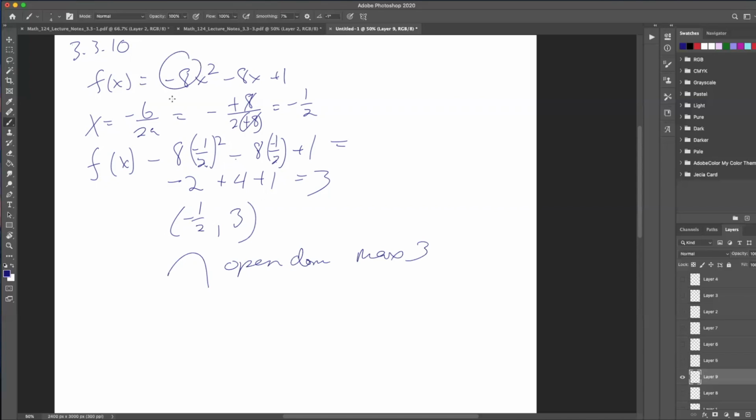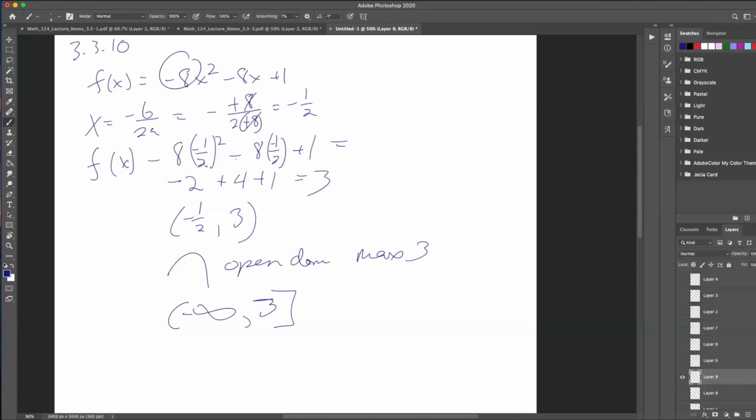But this is negative. The other thing it wants is the range. Since this opens downward, my range is going to be from minus infinity to my maximum, 3, and then I just block that in with a bracket. We talked about this before. If it opened upward, you'd go from your minimum to positive infinity with the bracket.